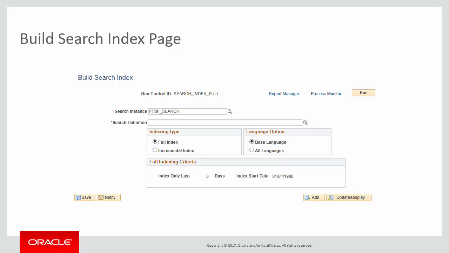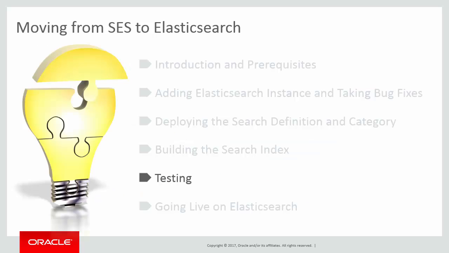This example shows the Build Search Index page. To manually build the search index, select PeopleTools, Search Framework, Search Admin Activity Guide, Administration, Schedule Search Index. Enter a Run Control ID. On the Build Search Index page, select the search definition for which you are building the search index. For the indexing type, select the Full Index option and click Run. The Run Control ID is now bound to both the search instance and the search definition. Click the Process Monitor link to verify that the program ran successfully.